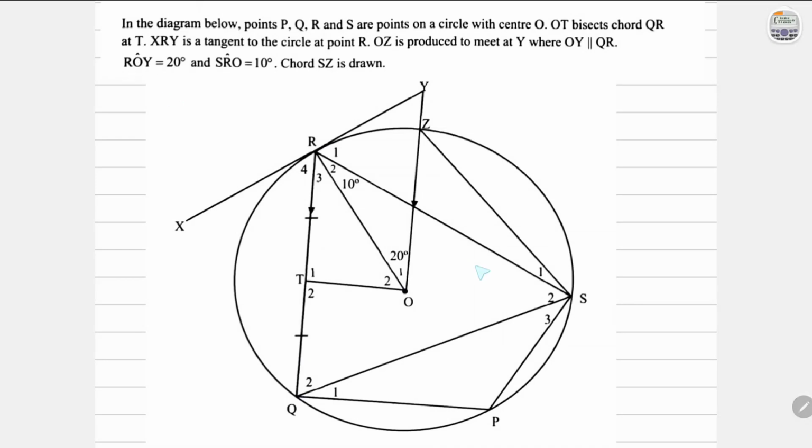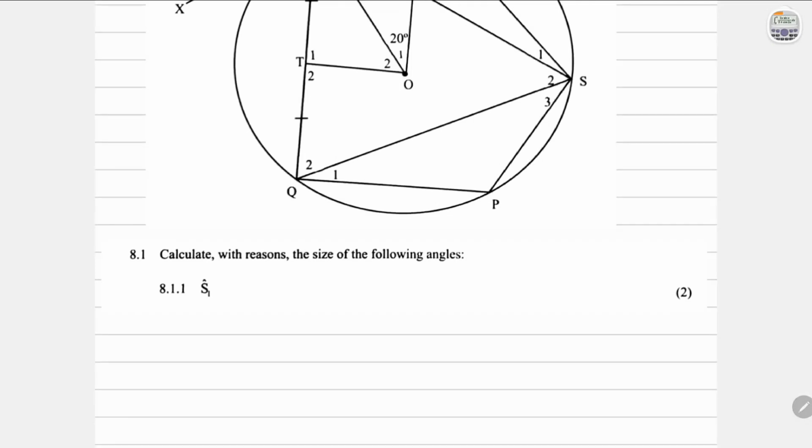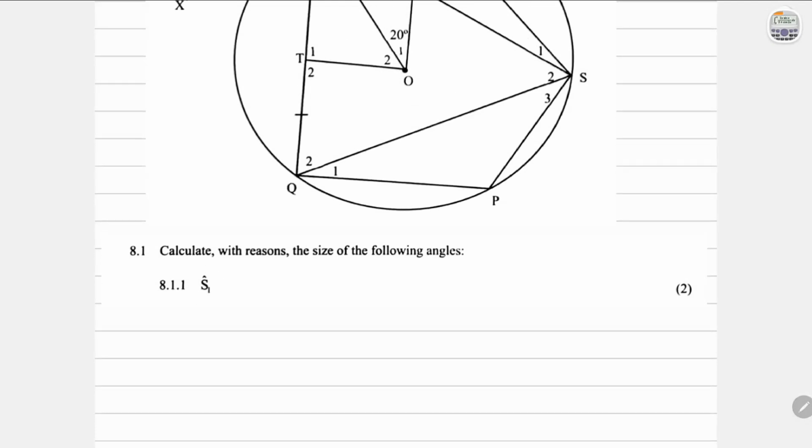Then angle ROY is 20 degrees, as we can see there. Then SRO is 10 degrees, as we can also see there. And lastly, SZ is a chord that we have. Okay, so the first question is, we need to calculate with reasons the size of the following angles. So the first angle is angle S1.